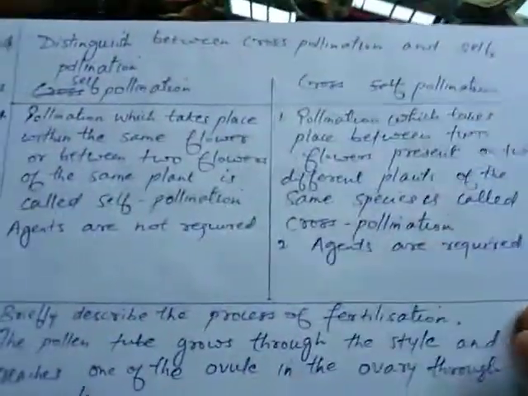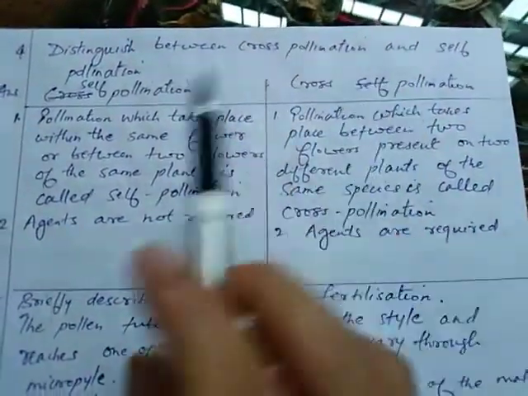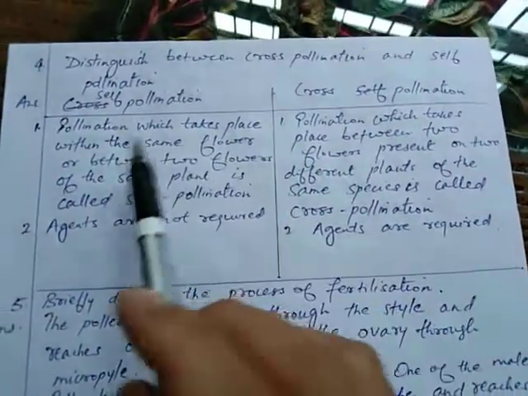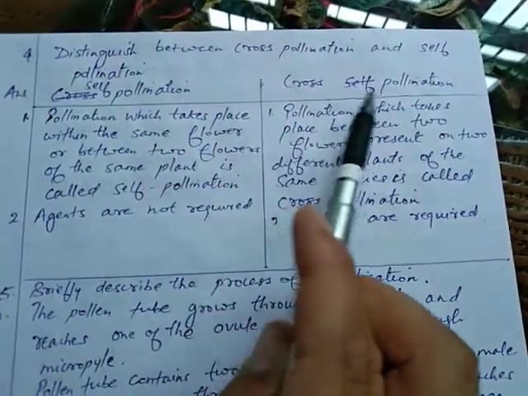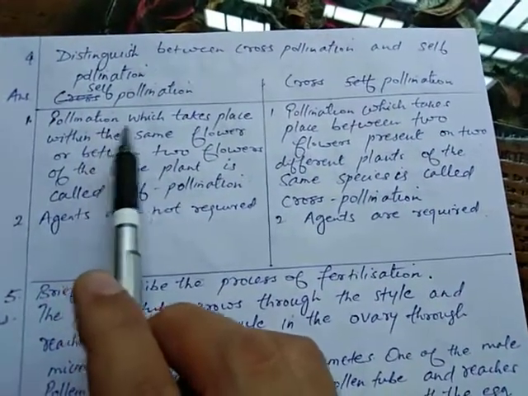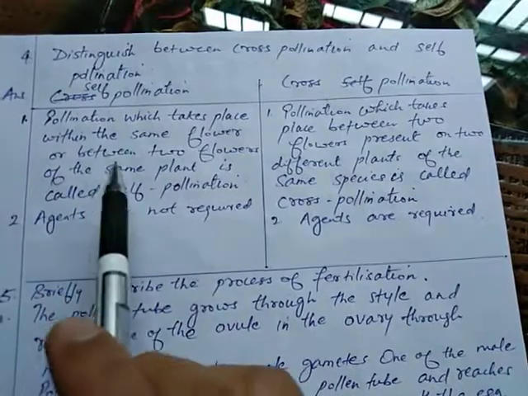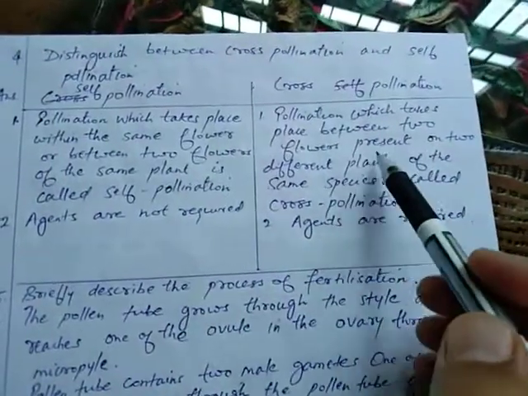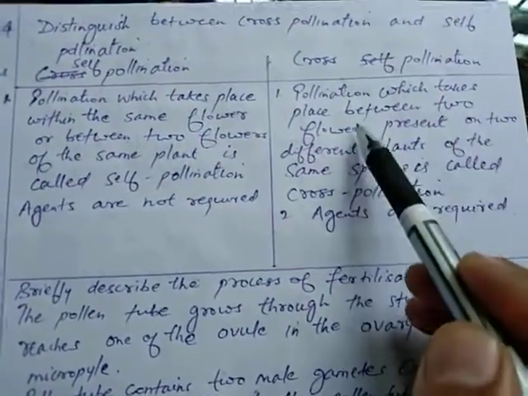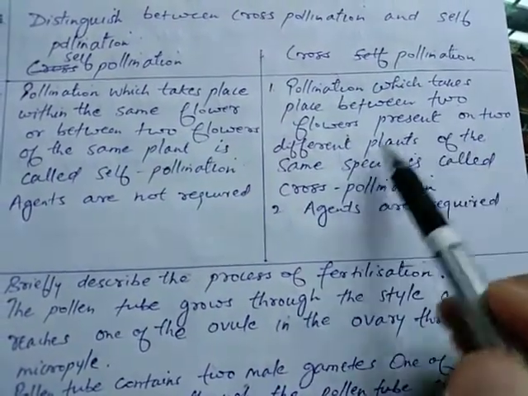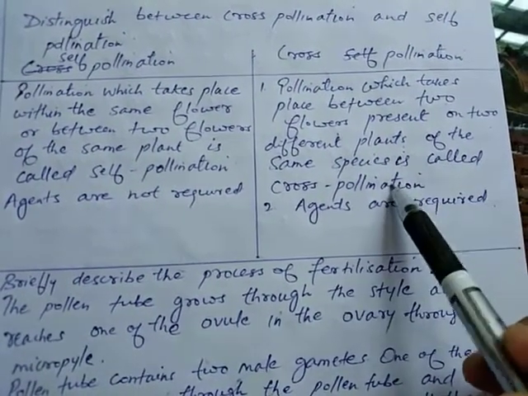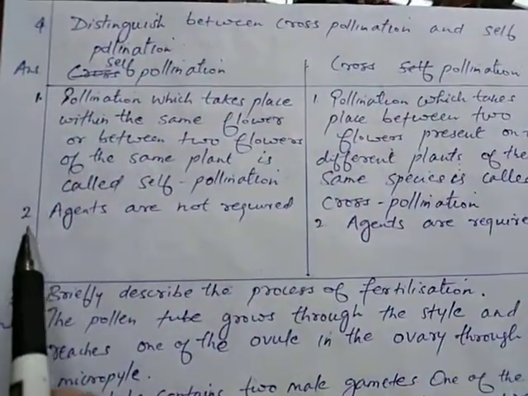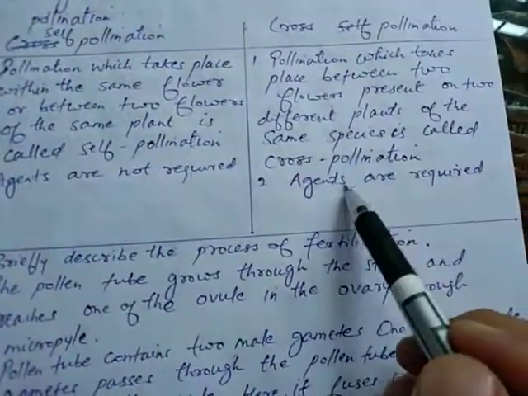Now we will discuss question number 4. You have to distinguish between cross pollination and self pollination. Pollination which takes place within the same flower or between two flowers of the same plant is called self pollination. Pollination which takes place between two flowers present on two different plants of the same species is called cross pollination. Second point: in self pollination, agents are not required. In cross pollination, agents are required.